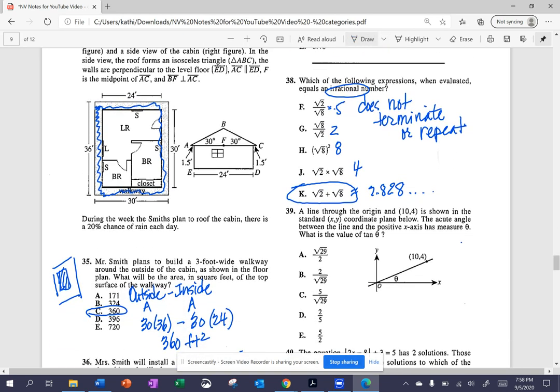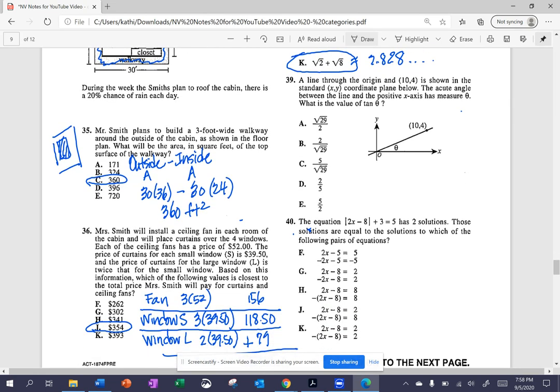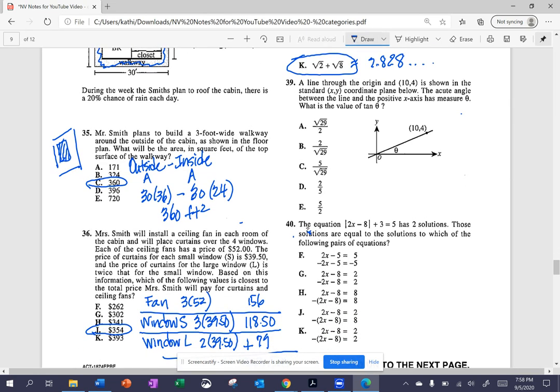39. A line passes through the origin and 10, 4 is shown in the standard XY coordinate plane. The acute angle between the line and the positive x-axis has a measure of theta. What is the value of the tangent of theta? Say this is a geometry problem, so SOHCAHTOA.